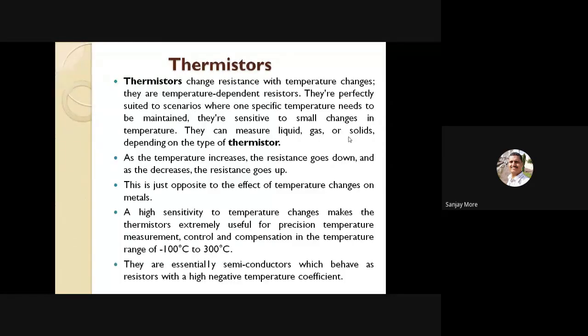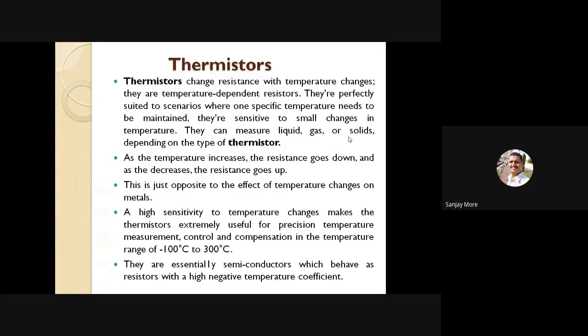As the temperature increases, the resistance goes down, and as temperature decreases, the resistance goes up. Full stop and next line.